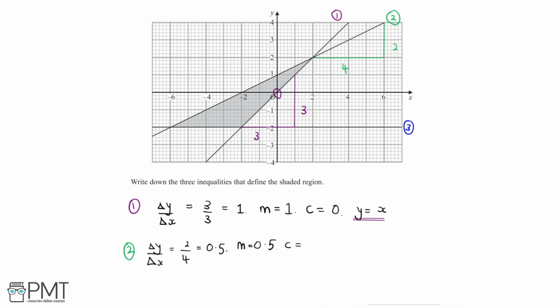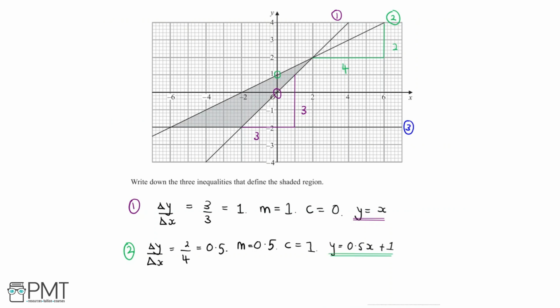And now we need to find the y-intercept c. We can see that line 2 crosses the y-axis at the point 0, 1. Since the y-intercept is equal to 1, we can say that c is equal to 1, and putting this together, we can say that y equals 0.5x plus 1.